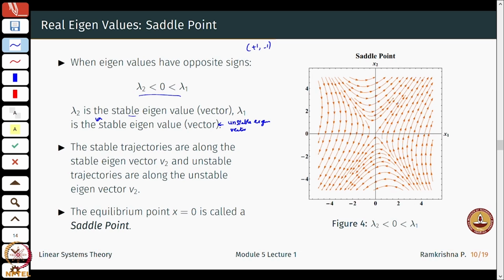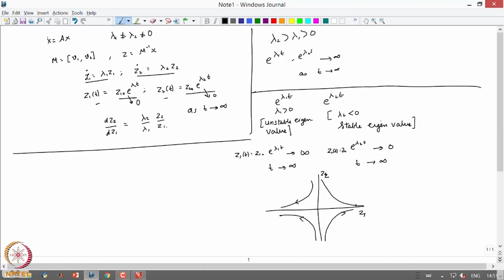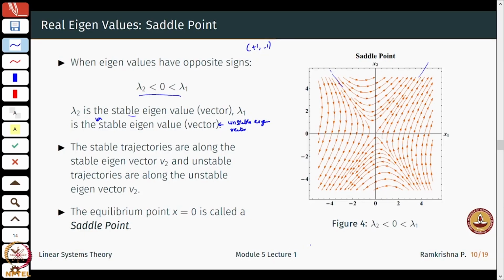Okay. So, back in the x1 x2 plane, this would look something like this. So, the stable trajectories are along the stable eigenvector and the unstable trajectories are along the unstable eigenvector. Okay. So, in this case the equilibrium point x equal to 0 is called a saddle point.